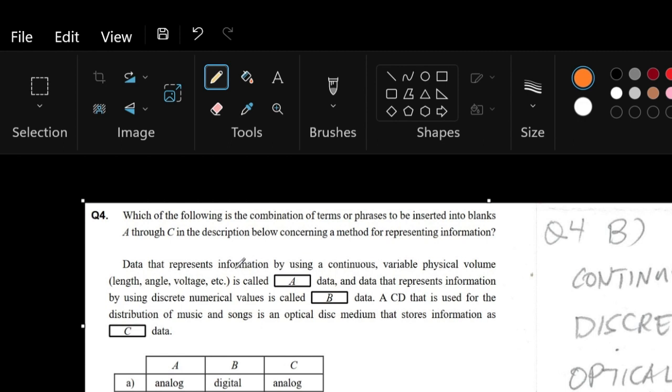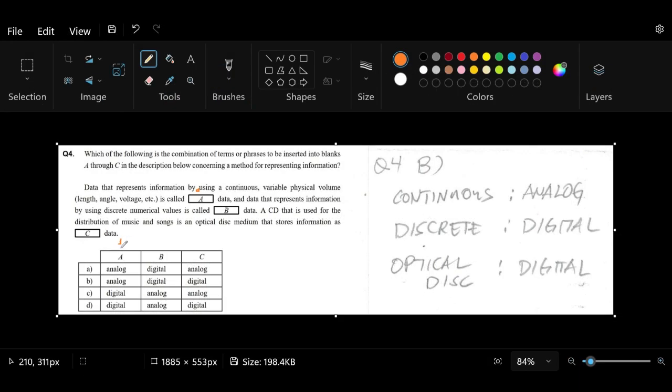If we were to read the description to know what exactly is the context, you can see that the first blank, which is letter A, has words regarding data that is supposedly continuous and could be variable. For example, angles, voltages. And if we look at the choices for letter A, we got this one, and we got this one. You can see that the choices would have analog or digital. Now, because we have the keyword continuous, it pertains to something analog.